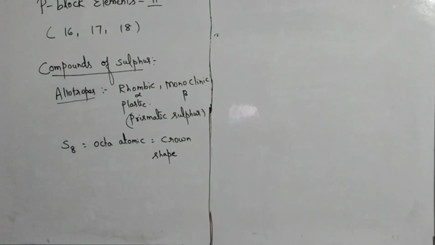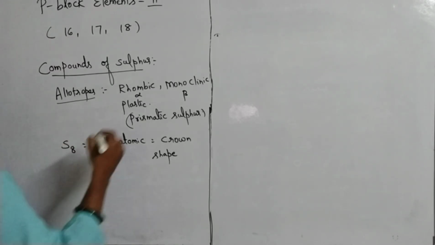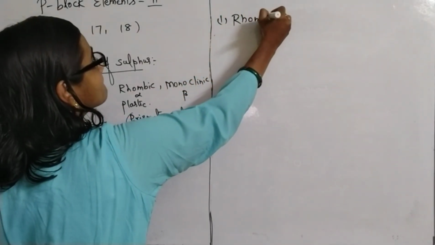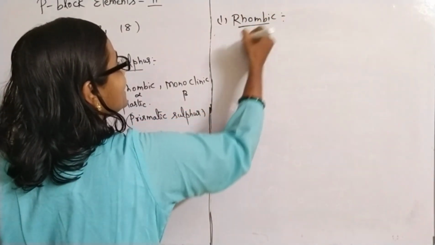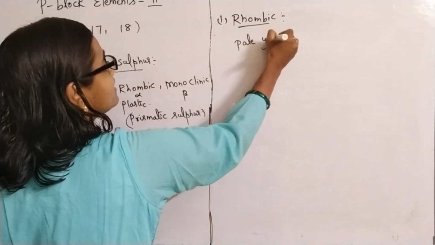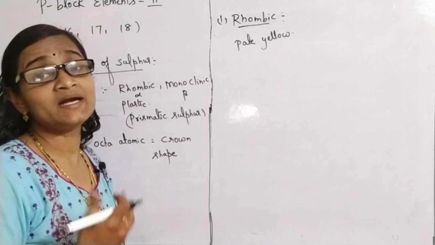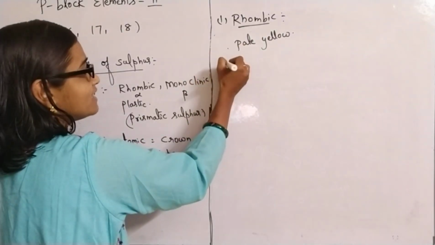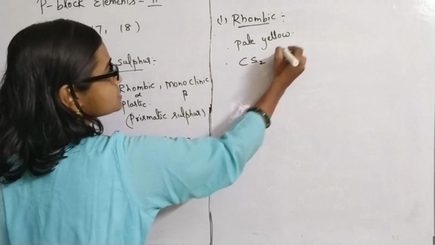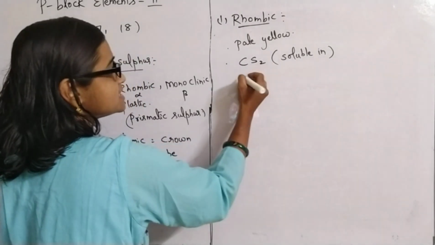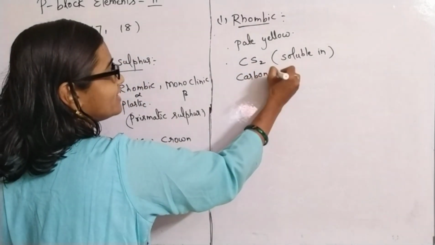Then if you go for the properties of sulfur, rhombic sulfur is a pale yellow colored solid. It is insoluble in water and soluble in carbon disulfide. It's another solvent, CS2. Soluble in what? CS2. What is CS2? Carbon disulfide.